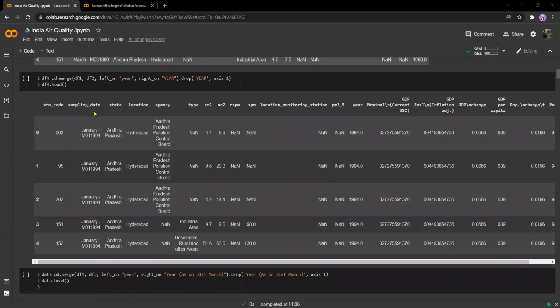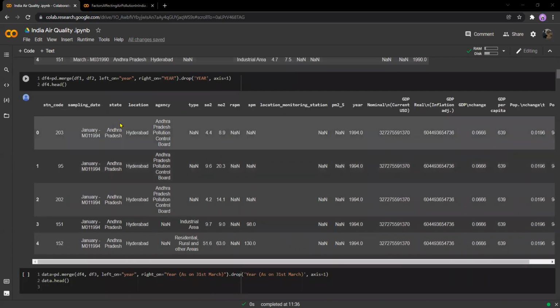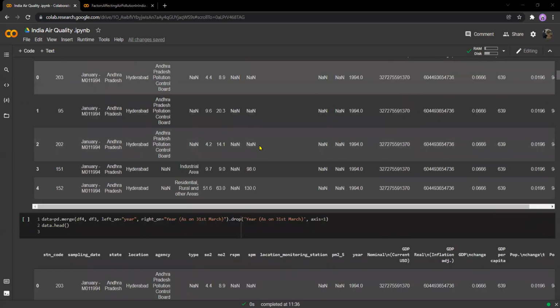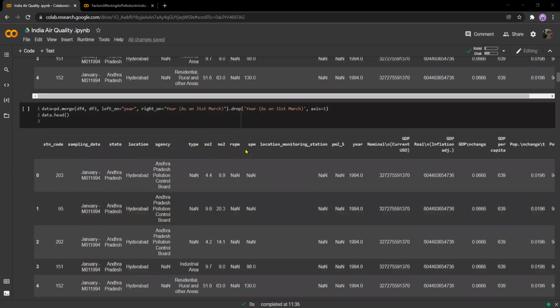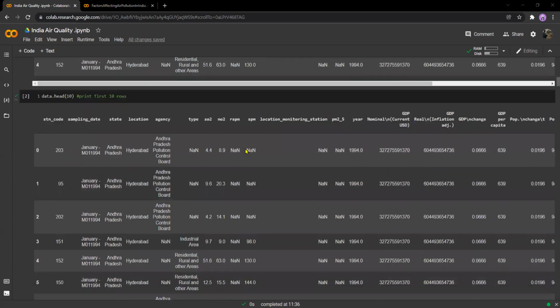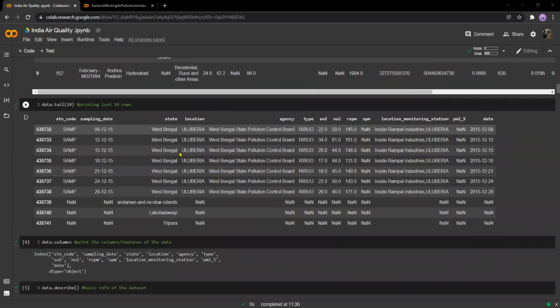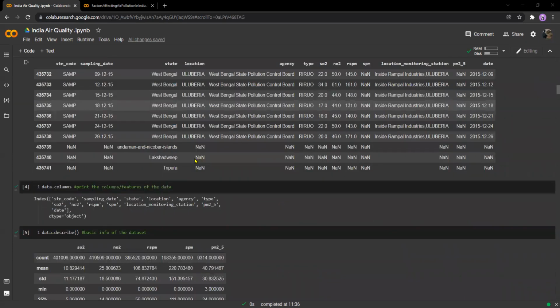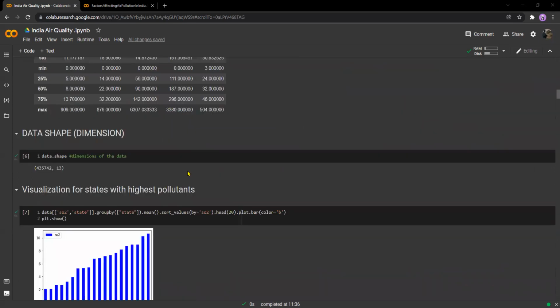We are merging two data sets in such a way that we can analyze more particularly the required data, that is GDP, as well as nitrogen dioxide concentrations, SO2, RSPM or SPM. This is the end of the data. It consists of a total of 4,35,000 rows and 13 columns.